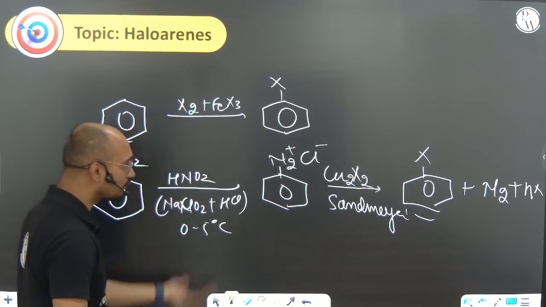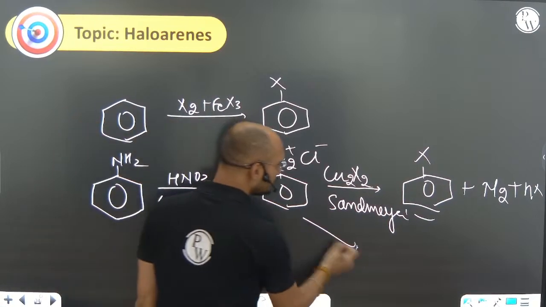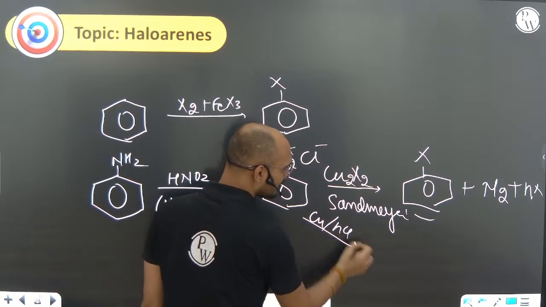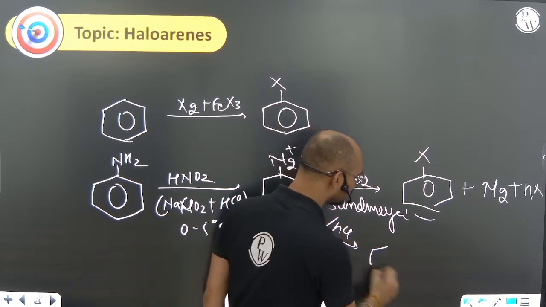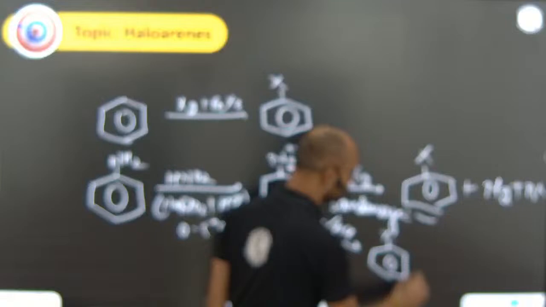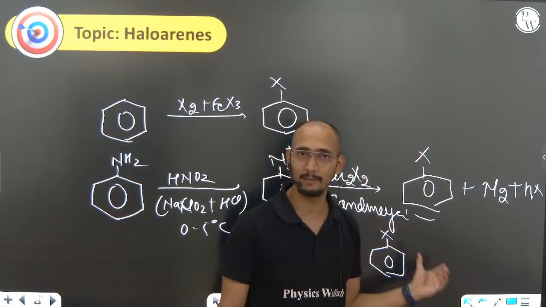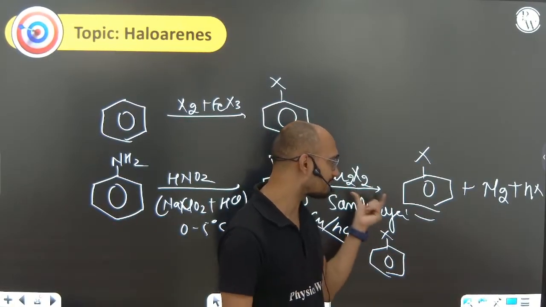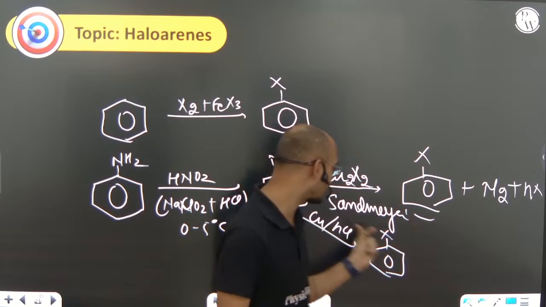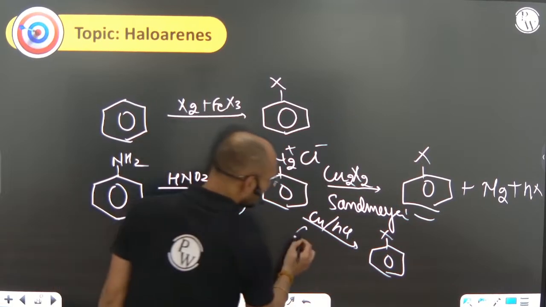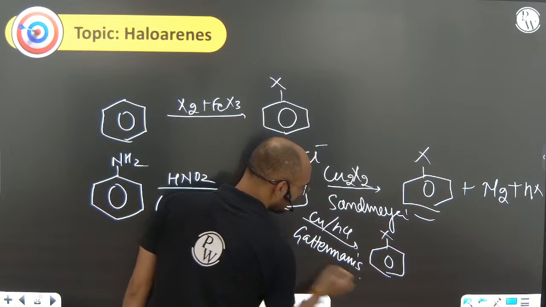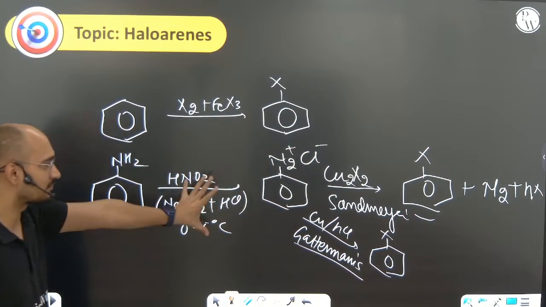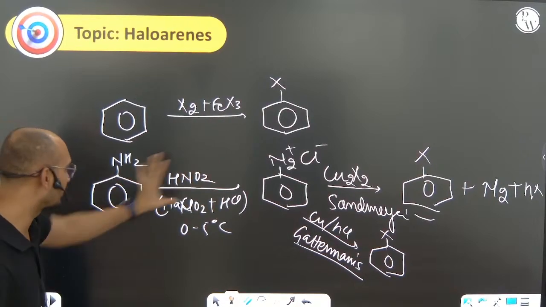I hope. इसी को Gattermann reaction कब बोलोगे? When you make it react with copper plus HX. Let's say HCl is there. So in such case, the formation of the same product will be there. But in such case, the Sandmeyer reaction is better understood than the Gattermann. So it is called Gattermann's reaction. Okay. So this is something I hope you all understand how it is going to work.